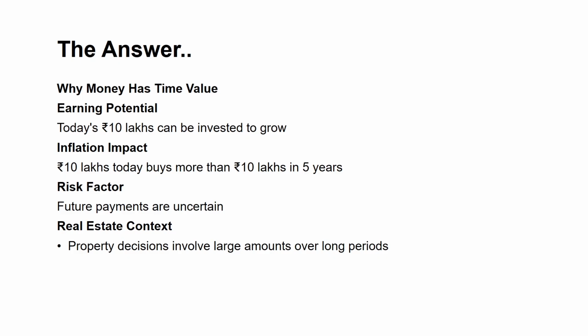Second, inflation impact. Due to rising prices, 10 lakh today can buy more goods and services than 10 lakh will be able to buy 5 years from now. If inflation is 5% annually, items costing 10 lakh today will cost 12.8 lakhs in 5 years. Third, the risk factor. Future payments are uncertain. There is always a possibility that the promised future payment might not materialize due to various circumstances.